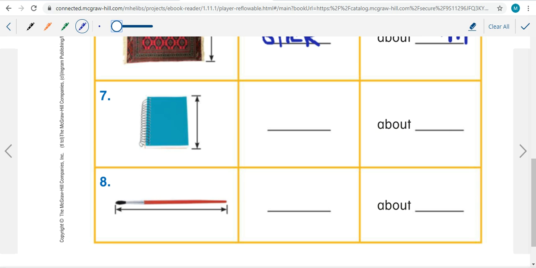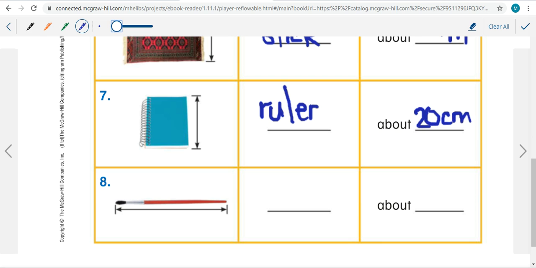A notebook is a small object, so we use a ruler, a centimeter ruler, to measure it. Now, about how many centimeters long do you think is that object? I don't think it's too big, so maybe about 20 centimeters.